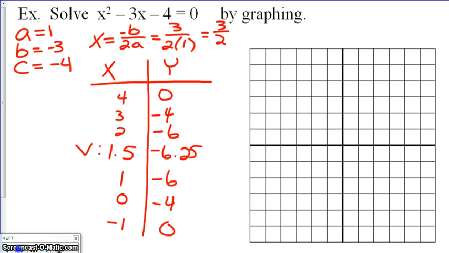So we start with 4, 0, and then we should have a symmetrical point on the other side, so we have negative 1, 0, 3, negative 4, and 0, negative 4, 2, negative 6, 1, negative 6. And then our vertex is at 1.5, negative 6.25. So that's right about here.